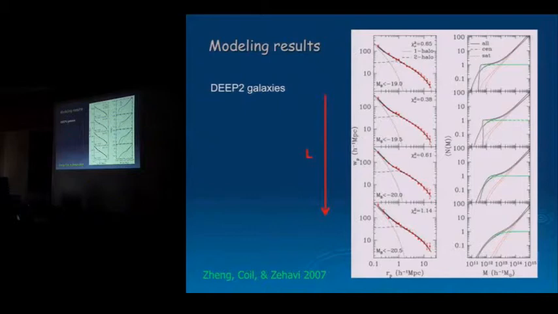Before I go into details, let me just mention that there is a general trend for galaxy clustering: you notice there is a small scale rise. This small scale rise becomes stronger as you go to higher luminosity, and it becomes stronger as you go to higher redshift. So why is it so? You can think of this as a two-point correlation function, a projected two-point correlation function.